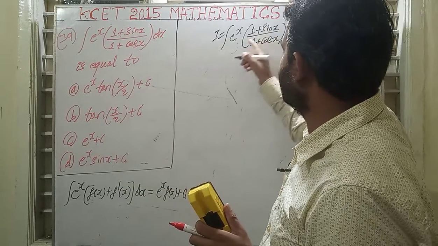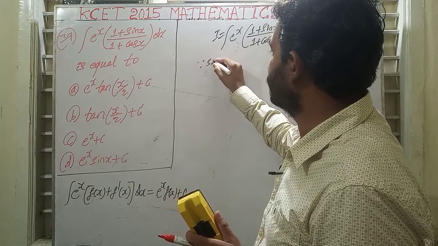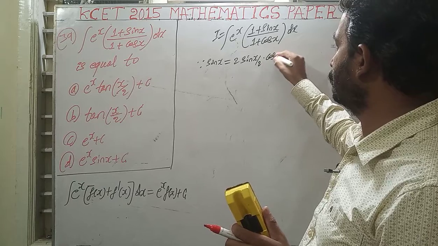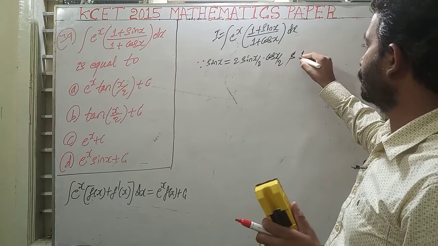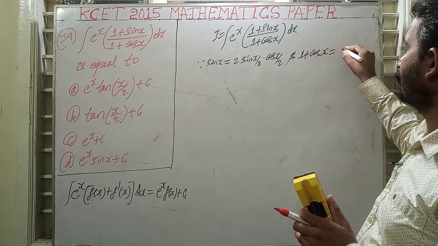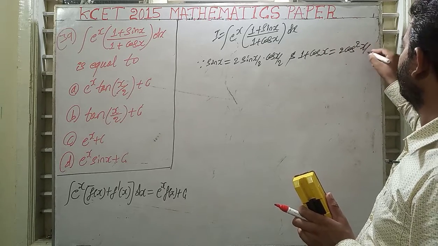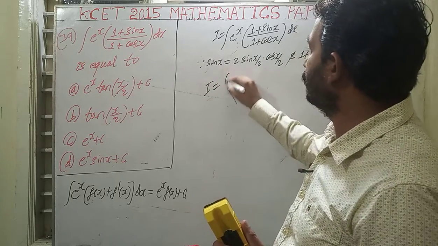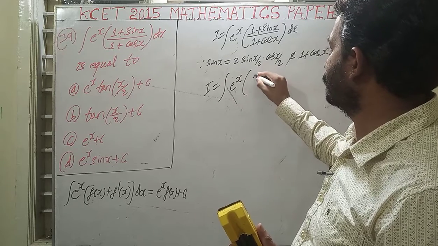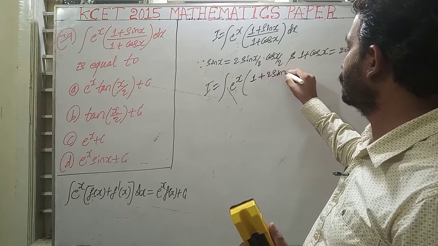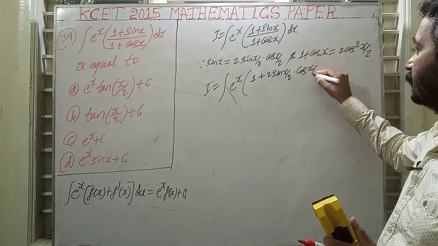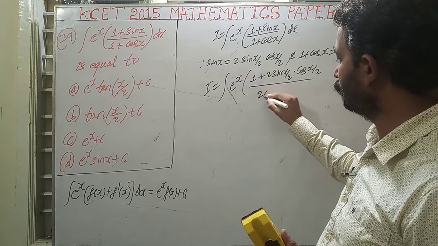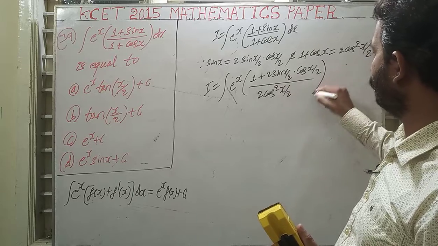So 1 plus sin x. In trigonometry, sin x can be written as 2 sin x by 2 into cos x by 2, and also we can write 1 plus cos x in the half angle formula as 2 cos square x by 2. So put these two values in this term, we get the integration of e power x into (1 plus 2 sin x by 2 into cos x by 2, whole divided by 2 cos square x by 2) with respect to x.